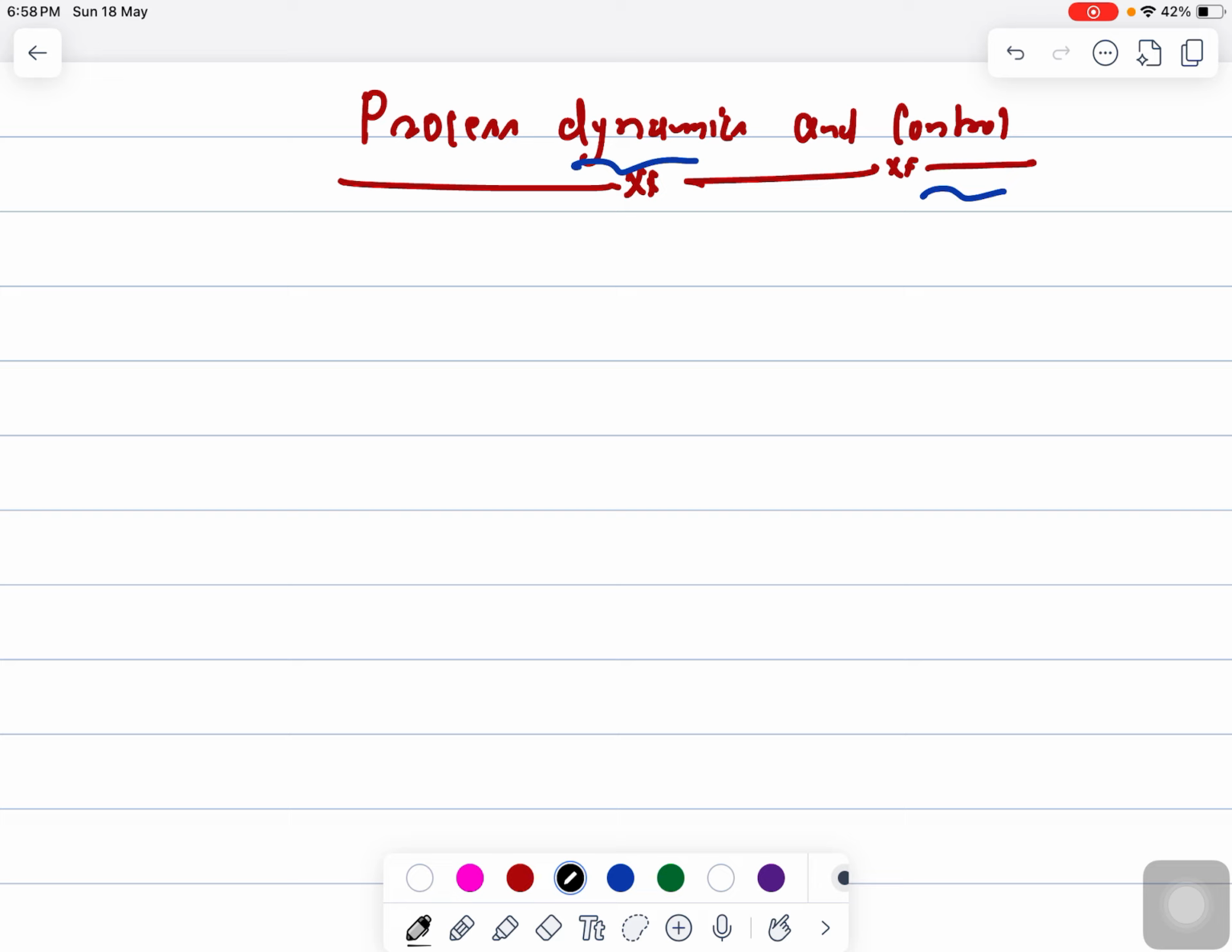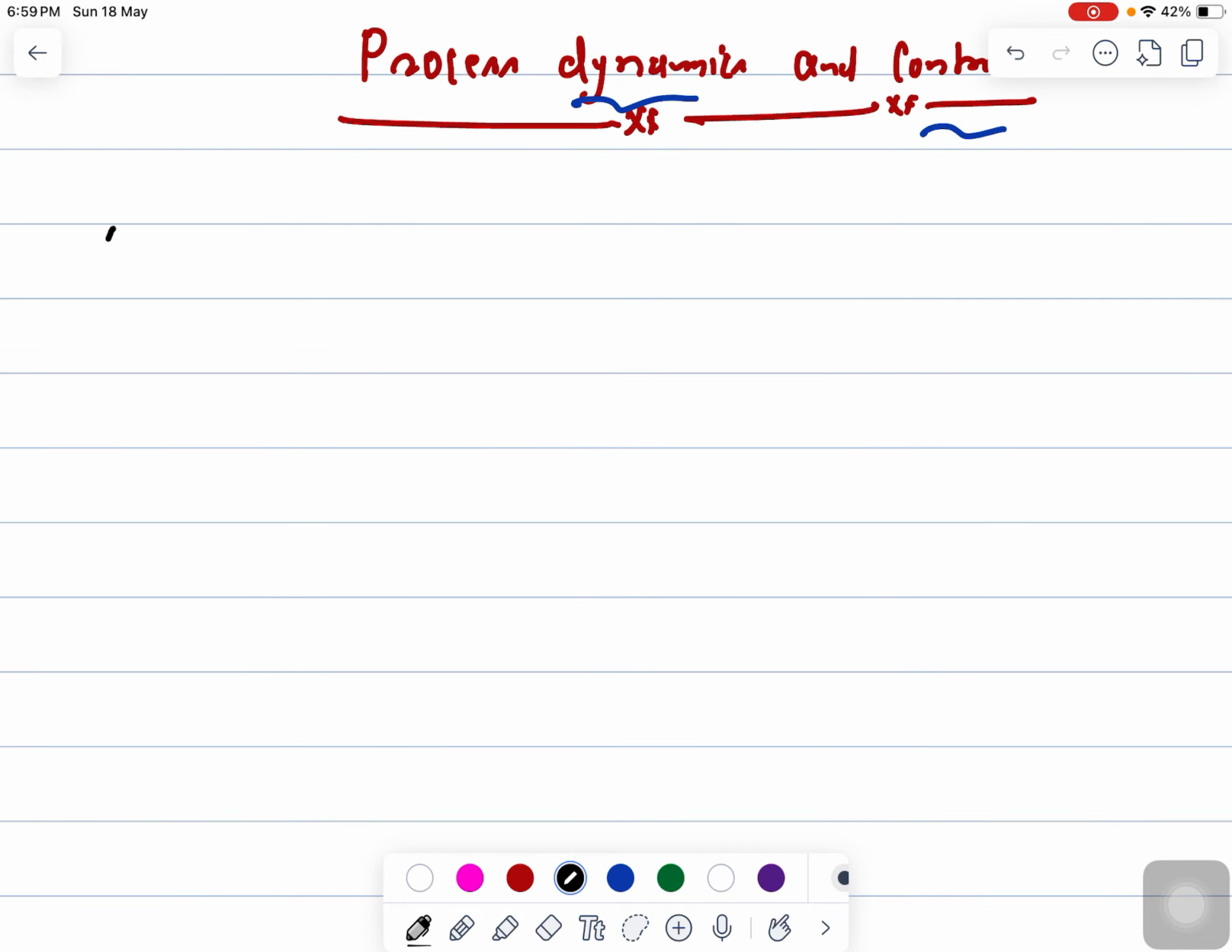So before going to the actual topic, first I'll be talking about some fundamental things. I'll give you one example where you will see the flavor of why we are studying process dynamics and control, right? Let's say we have a reaction A getting converted into product B, the order of the reaction is 1 and the rate constant is K, and I'm assuming this reaction is an exothermic reaction, right?